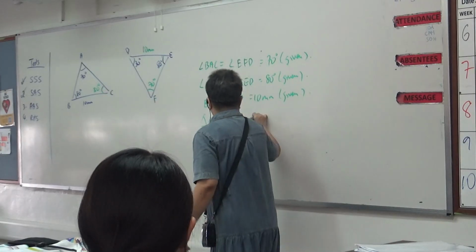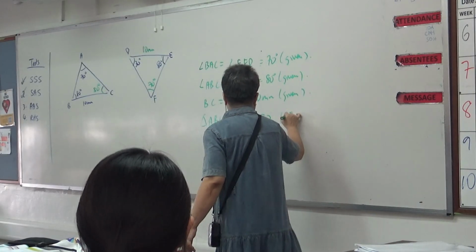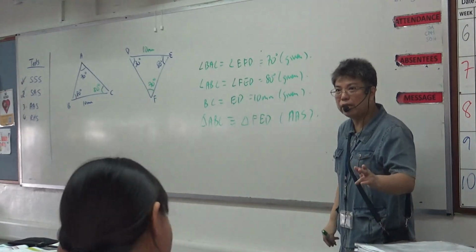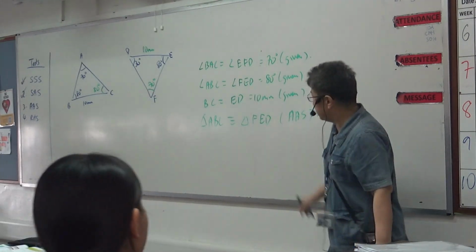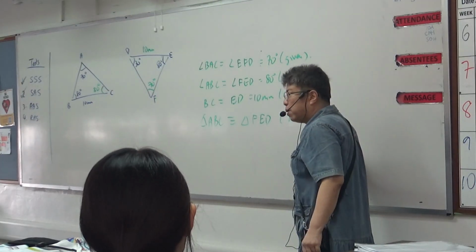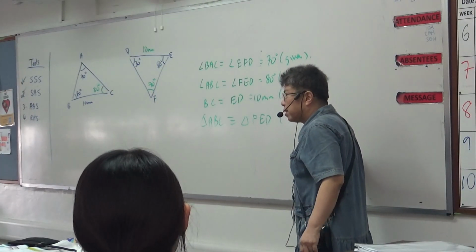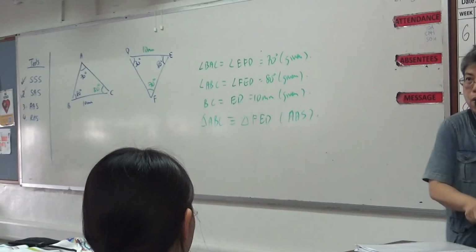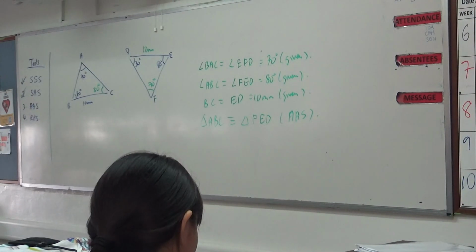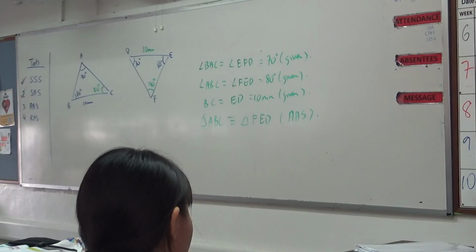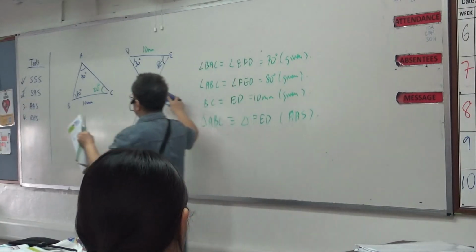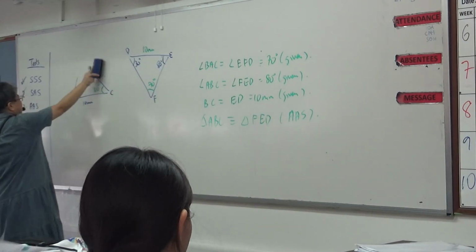FED because of AAS. Angle, angle, side. Can you see that whatever I prove here must correspond to the test? Understand? So I have done angle, angle, side. Are we okay? Alright, good. Now, copy another example onto your notebook. I want to prove this.